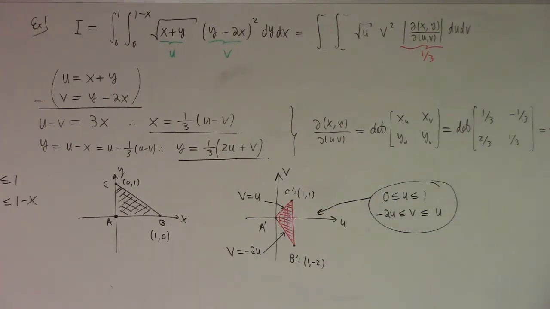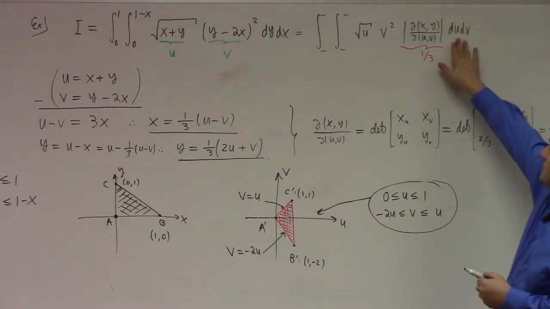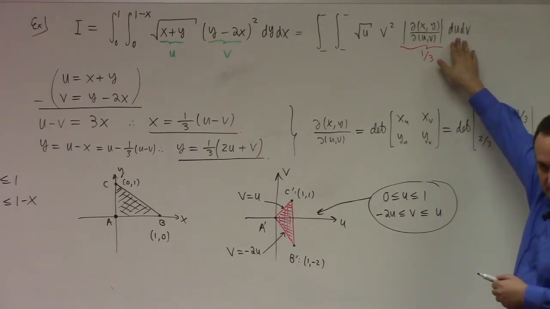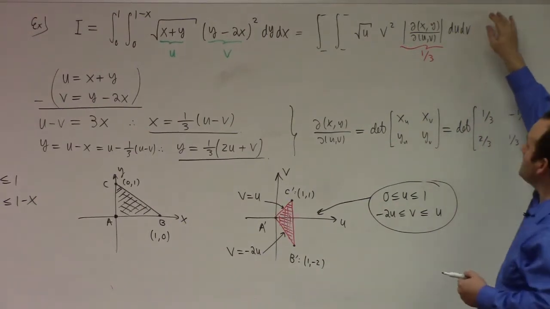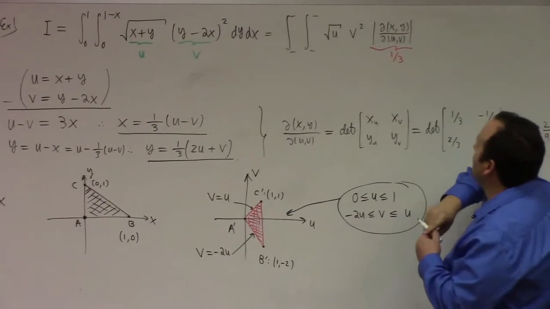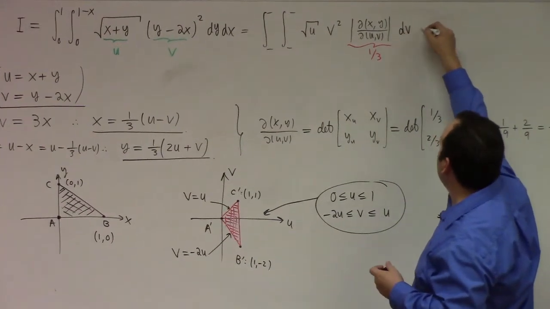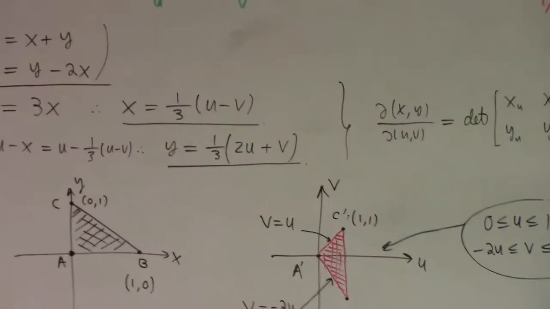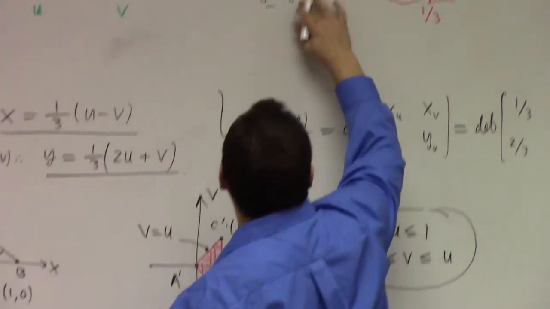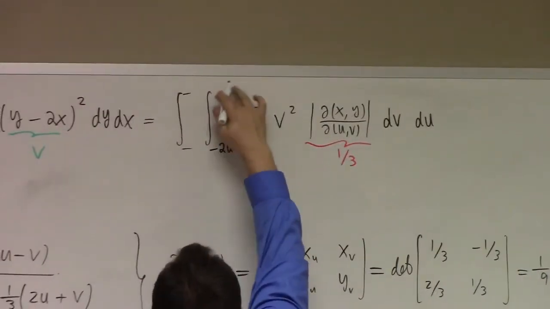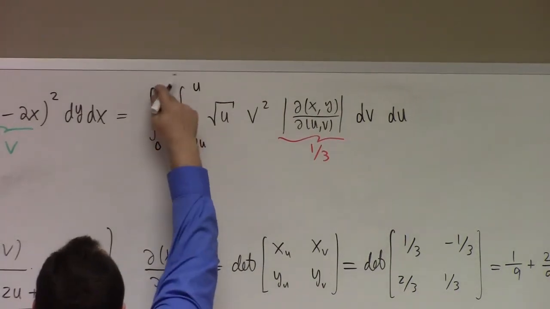So the bounds, we should do what? First of all, we should reject the du dv. That's a stupid way to do this integral, right? So we should reverse those. We should do v first and u second, right? And the v integral goes from minus 2u to u, and the u integral goes from 0 to 1.